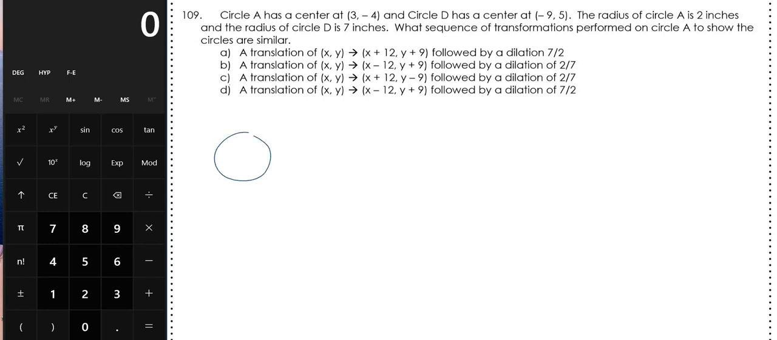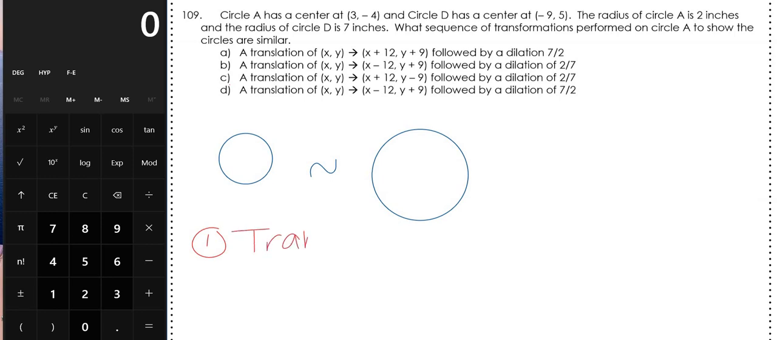So let's imagine this is our first circle, and then we have a second circle that's a different size. All circles are similar, which means one can turn into the other through a series of transformations. For one circle to turn into the next circle, two different transformations have to happen for them to map on top of each other. The first one is a translation, which is a slide. What you want when you do your translation is you want the centers to map onto each other.